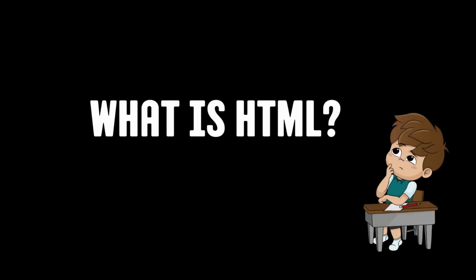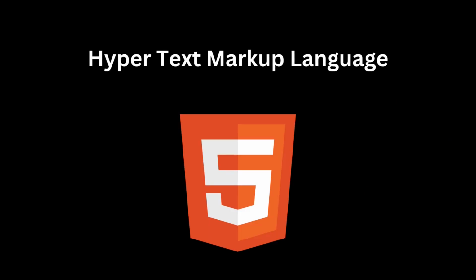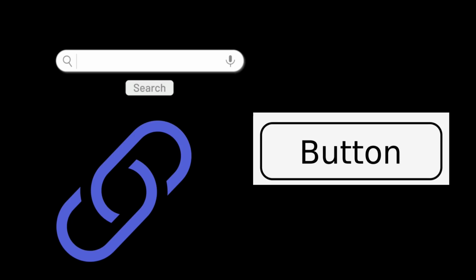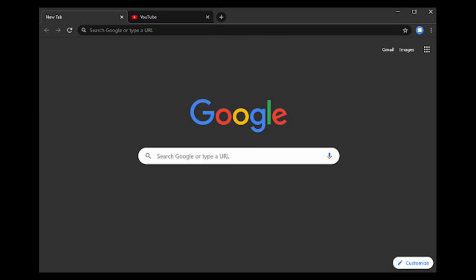What is HTML? HTML stands for Hypertext Markup Language, and it is the backbone of every website you will see. Let me tell you one example so that you can understand. If you go to a website like Google, you will see a search box, buttons, links, and other elements arranged in a certain way. All of these elements are created using HTML. It provides the structure and content for web pages, and it is used to develop web pages.